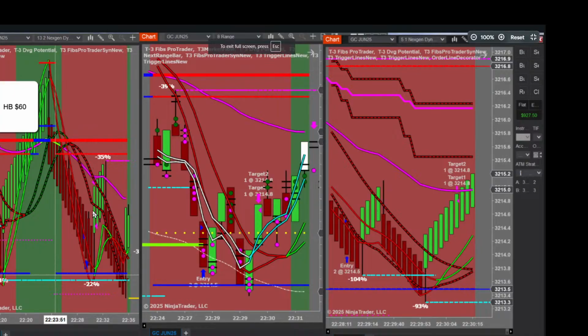Trying to go long when everything is screaming down. He goes, I made $60. That's awesome. Guys, I don't care about your money. I care about your longevity. Odds favorable, momentum down, room to the target. And it goes right to the target.